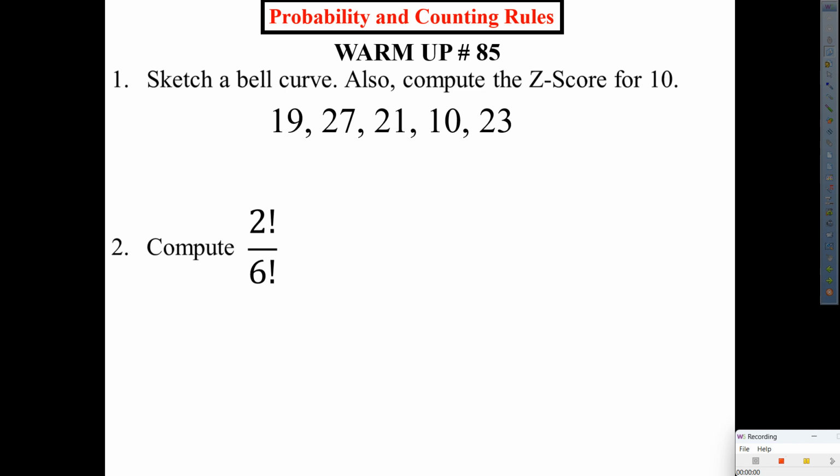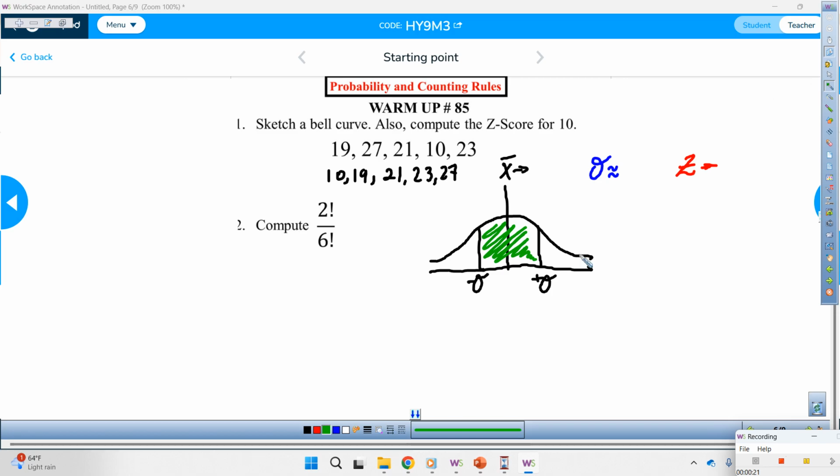Warm up 85 should come up on your screen. Let's get started, please. That shouldn't take you long. You do need a calculator, so send a gopher to do that. Give you guys some time. Copy in. All right, let's get this show on the road.